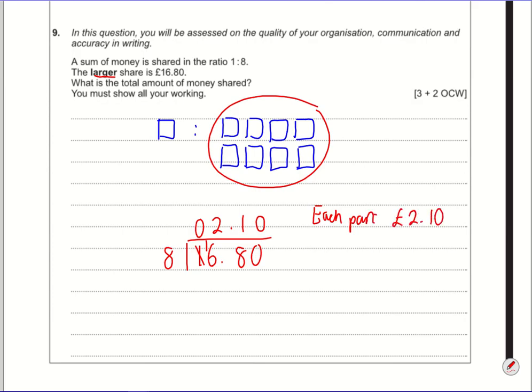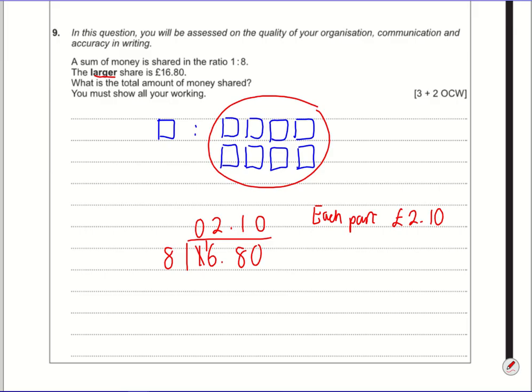Okay, to get your +2 OCW, your workings need to be neat and organised and in order, not all over the place. And when you've worked something out, just say what it is. So don't just put £2.10, write that one part or each part is £2.10.